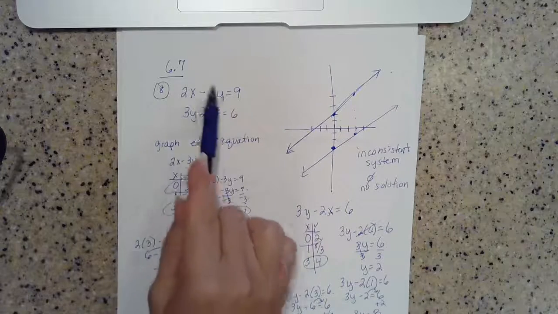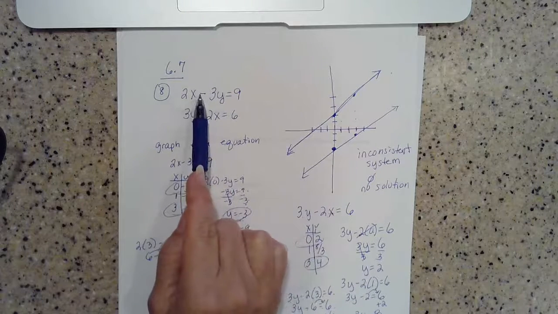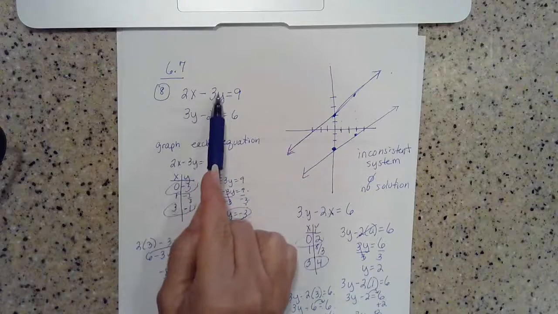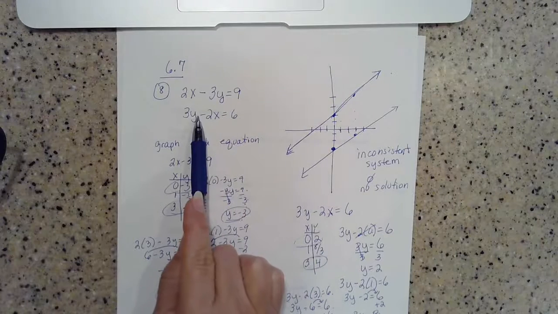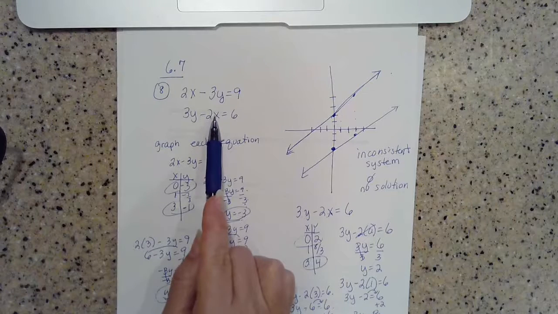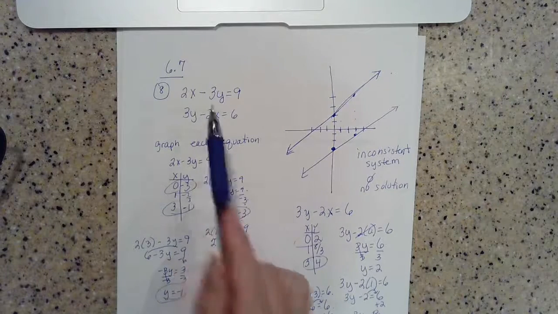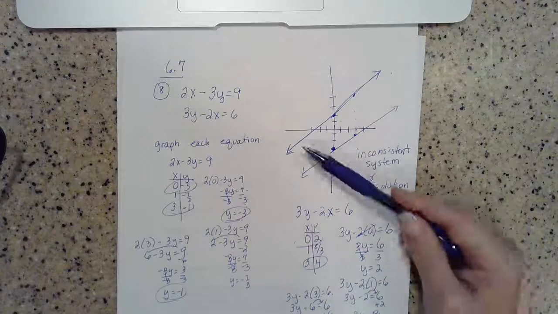And if you wanted to take the time, you could solve this equation for y and look at its slope. Then solve this equation for y and look at its slope. You know, it's the x over y value. That's what's in front of the x, its rise over run. And they had exactly the same slope. And that's why they were parallel lines. So no solution. All right, hope that helps.